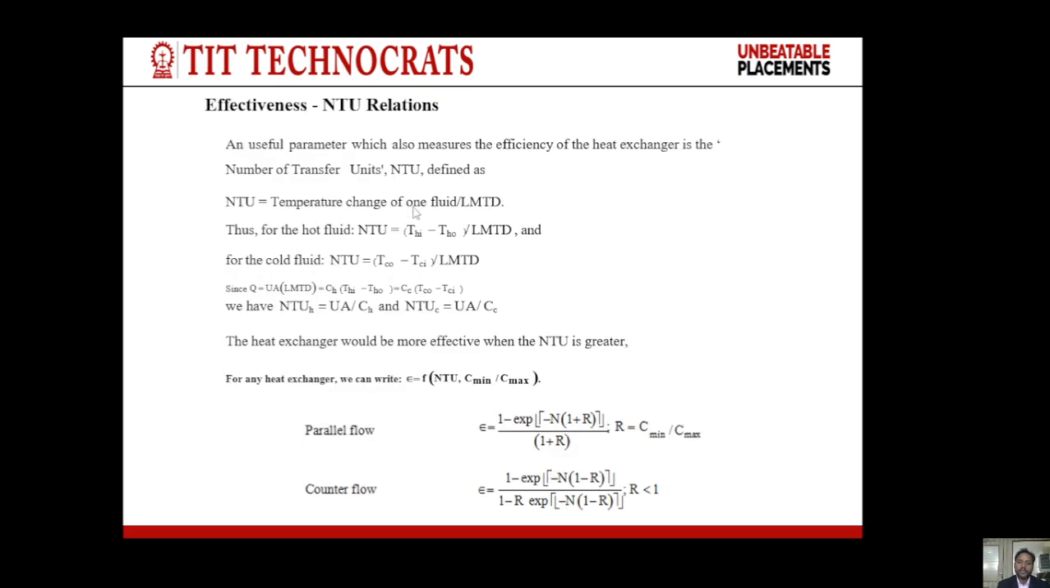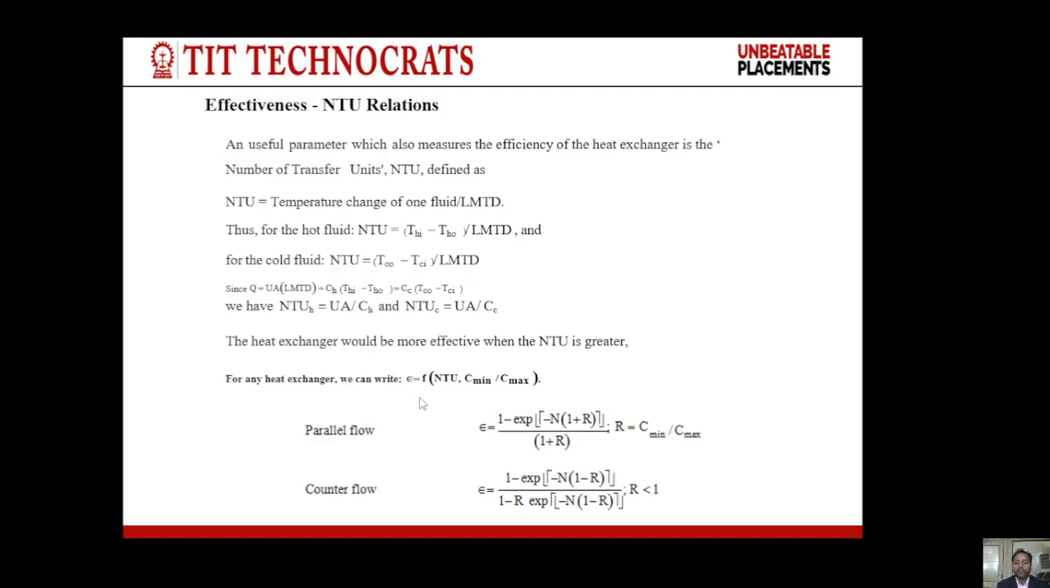Now the next term is very important, that is the effectiveness NTU relation. So we will define a new term, that is NTU. A useful parameter which also measures the efficiency of a heat exchanger is the number of transfer units. NTU is defined as the temperature change of one fluid upon LMTD. Thus for the hot fluid, NTU is given by this formula, temperature difference upon LMTD, and for the cold fluid also, the temperature difference upon LMTD.